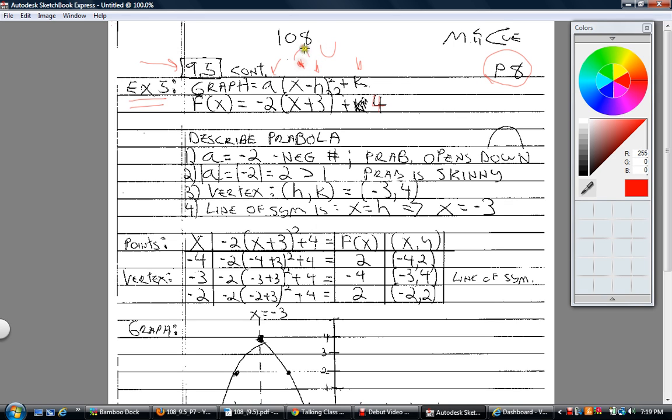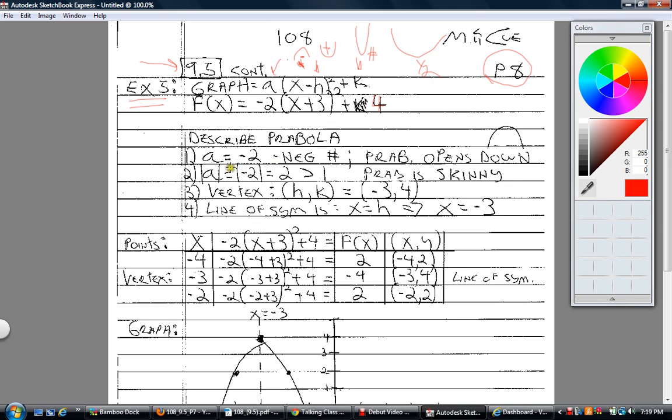If it's going down, it's negative. If it's going up, it's a positive. If it's a skinny graph, the a is a number. And if it's a wide graph, it's like a fraction. Okay, so that's what you're going to do, you're going to describe these, and they will take you through a series and ask you to describe the parabola.